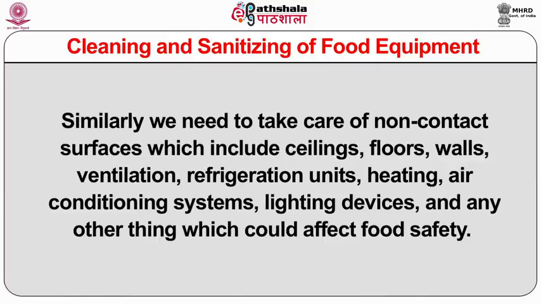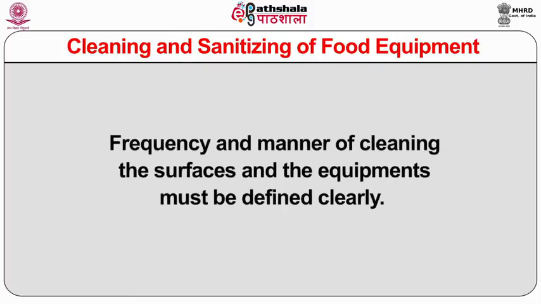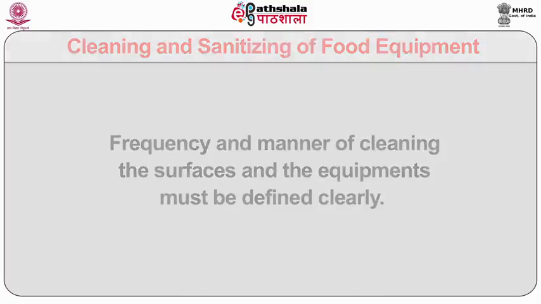Similarly, we need to take care of non-contact surfaces which include ceilings, floors, walls, ventilation, refrigeration units, heating and air conditioning systems, lighting devices and any other thing which could affect food safety. Frequency and manner of cleaning the surfaces and the equipment must be defined clearly. Cleaning and sanitizing the equipment and food contact surfaces refers to removal and killing of the bacteria present there. The best mode of cleaning such surfaces is to drain and dry so as to prevent the growth of bacteria.